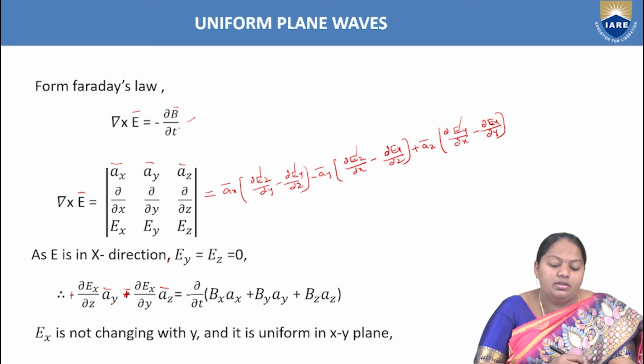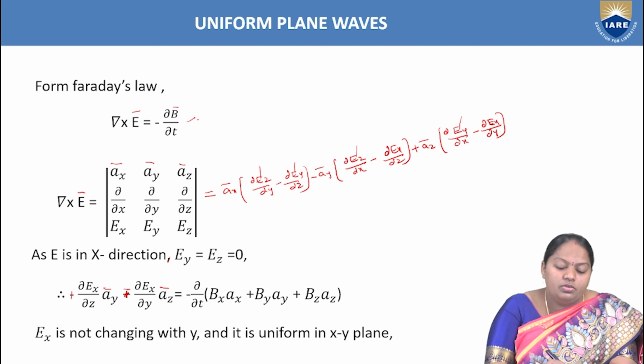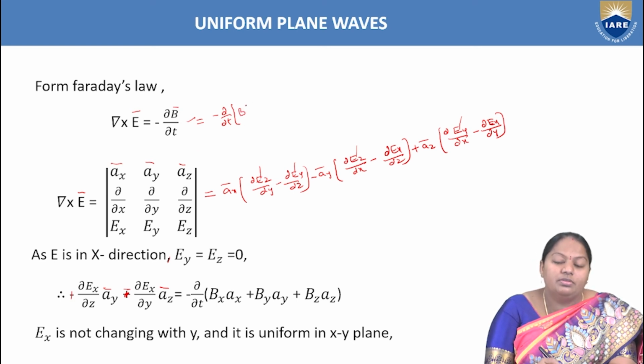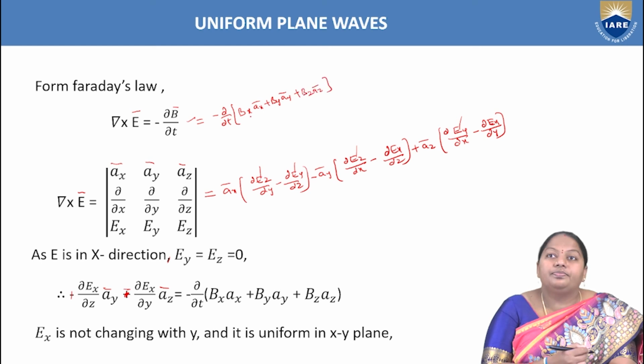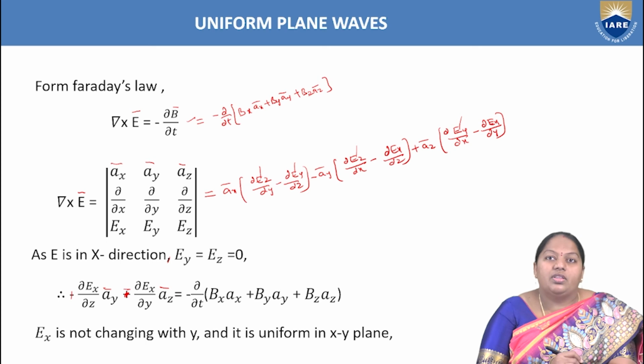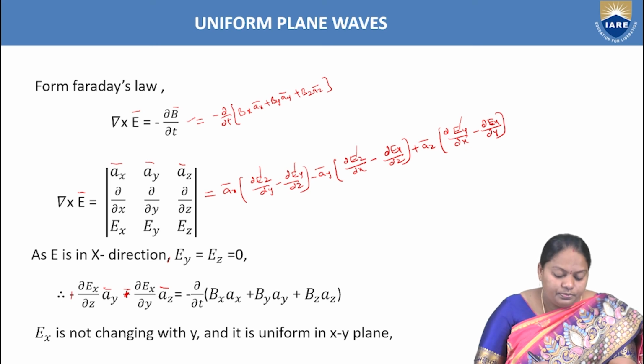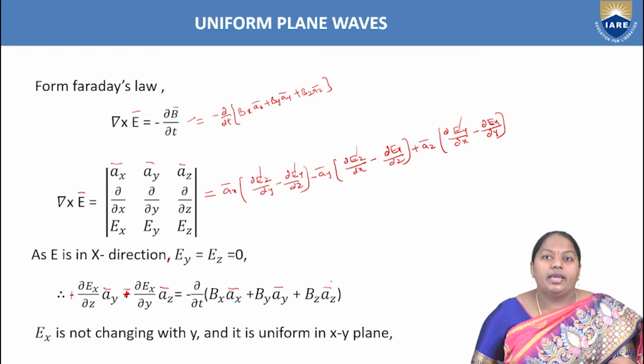On the RHS we have minus dou B bar by dou t. If you expand this, minus dou by dou t, similar to the D vector, here also B should be written in terms of Cartesian coordinates as Bx Ax plus By Ay plus Bz Az. Bx, By, Bz are the magnitudes of B in the x, y, z directions, and Ax, Ay, Az are the three unit vectors in the x, y, z directions.